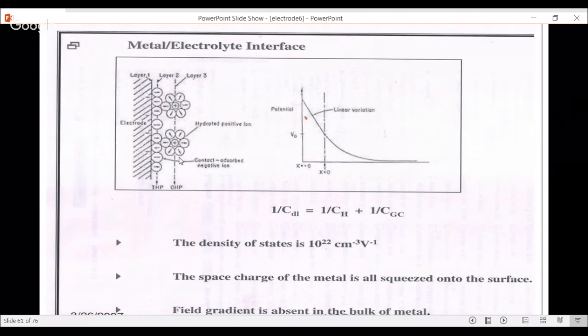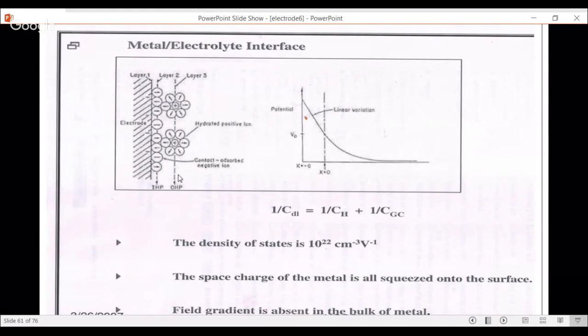The metal electrolyte interface ideal picture is shown here. So the 1 over capacitance will be equal to 1 over C_H and 1 over C_Guy-Chapman, the Helmholtz plane and Guy-Chapman. The density of states in the metal will be 10 to the 22, say, per cubic centimeter per volt. The space charge of the metal is all squeezed onto the surface. That is why it is skin depth. Field gradient is absent in the bulk of the metal.